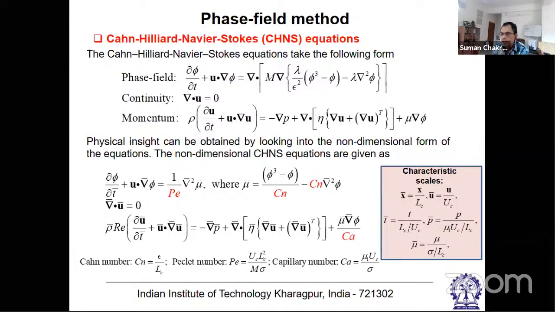If you do that, the entire system of equations, the Cahn-Hilliard equation and the Navier-Stokes equation, whose coupling in the phase field model is called the Cahn-Hilliard Navier-Stokes equation, can be cast in a generic form and non-dimensionalized. And if you non-dimensionalize, there are three important non-dimensional parameters which evolve. One is the Cahn number, which is the ratio of interface thickness to the length scale of the problem. The Peclet number is the ratio of advection to diffusion strength of the order parameter phi, and the capillary number is the ratio of the viscous force and surface tension force.